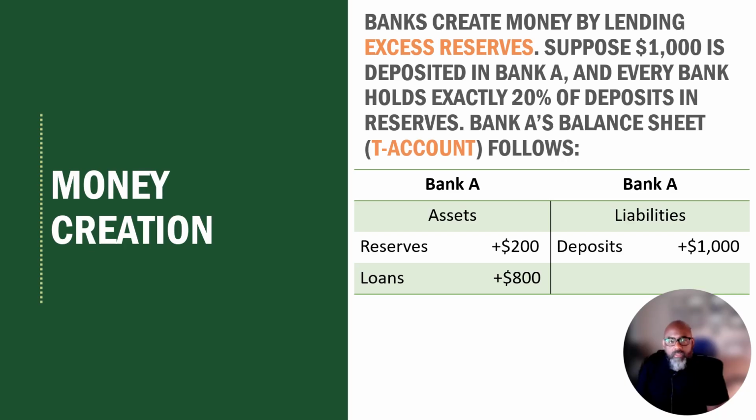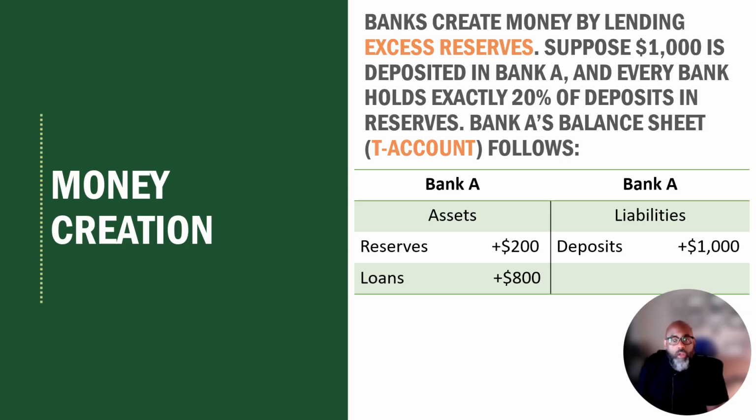The deposits in this case are a liability for the bank as it owes the depositors that $1,000 on demand, while the $200 are held in reserve and $800 are loaned out. These reserves, therefore, provide liquidity while the loans generate interest income. This transaction reflects the core mechanism of money creation.